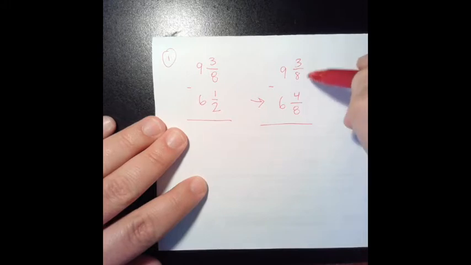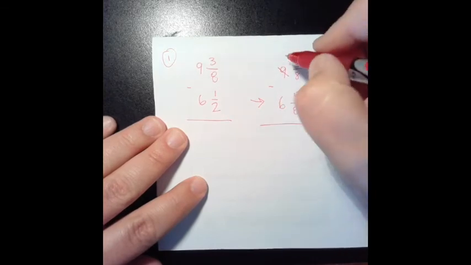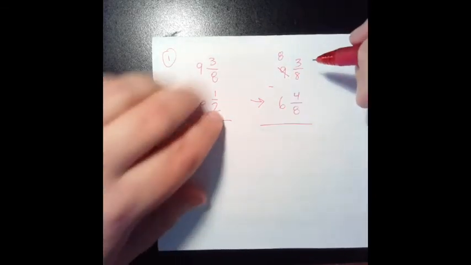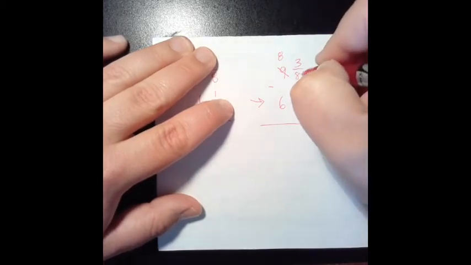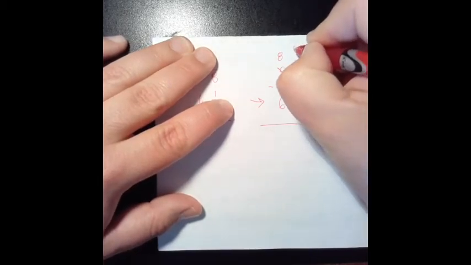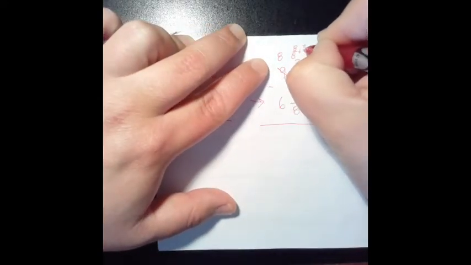So we have 3/8. We start with our fractions. 3/8 take away 4/8. We can't do that. So we've got to trade one whole. So it's going to be now 8 wholes. And we know that one whole, when we're working with eighths, is 8/8. So we're going to take that 8/8, which is our whole, and add it to our 3/8 that we already have.